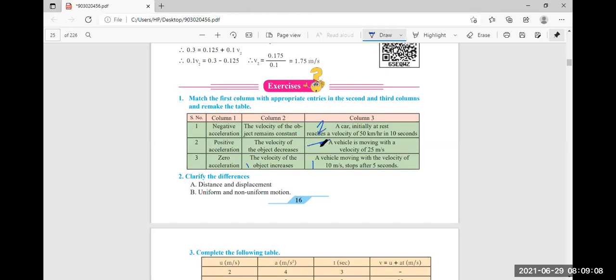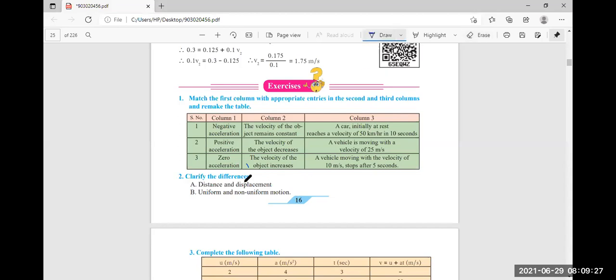So like this you have to write it again. Don't write like me. Otherwise some students will say, sir, you told me like this only, not like this. You have to write in your answer box differently. So column 1 is related to column 2 and column 3.